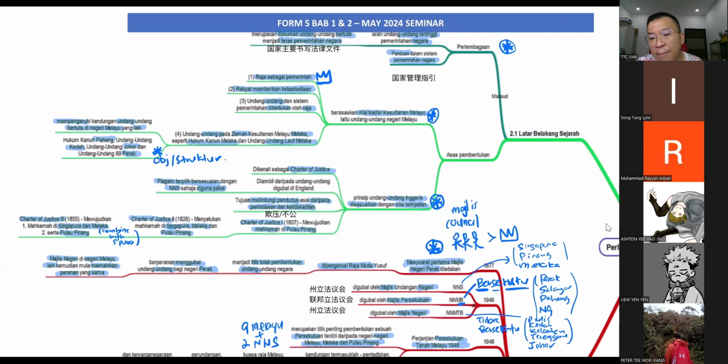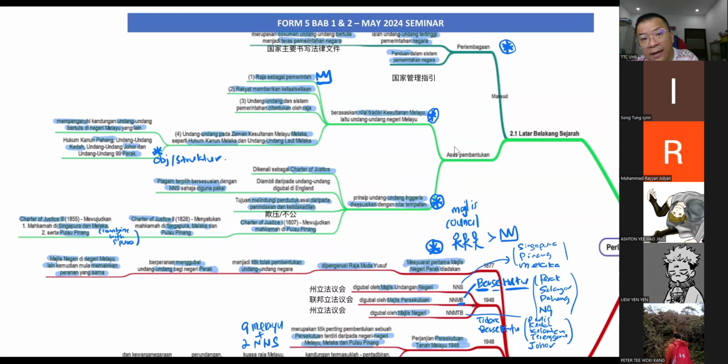So we are at latar belakang sejarah pelembagaan. So what is pelembagaan? You say undang tertinggi, panduan pemerintahan negara. It serves as a guidance. It guides us how to run a country. It is a document, undang bertulis, teras pemerintahan negara. So it is a written law document, the core value of a country, how to run the country. That is called pelembagaan.